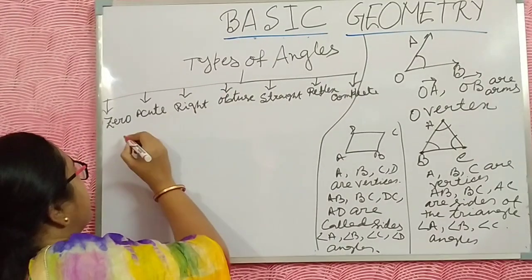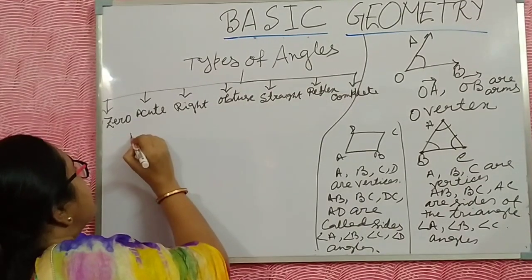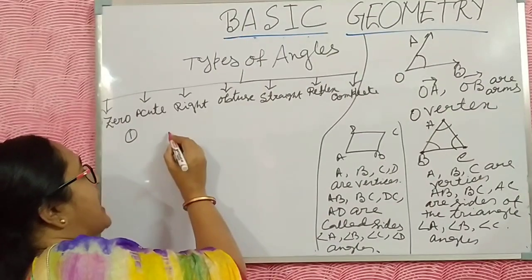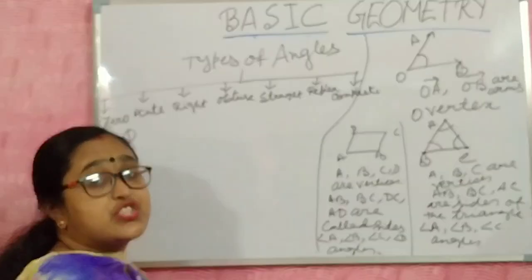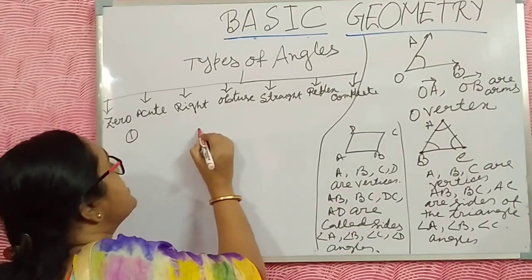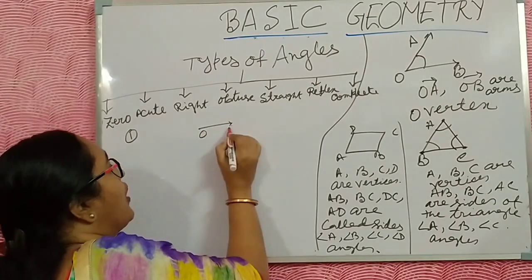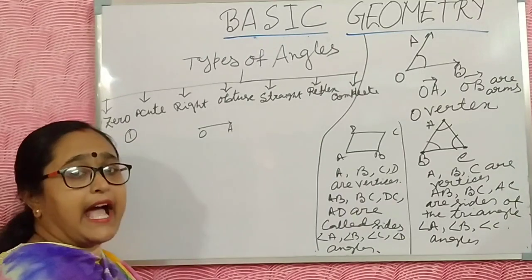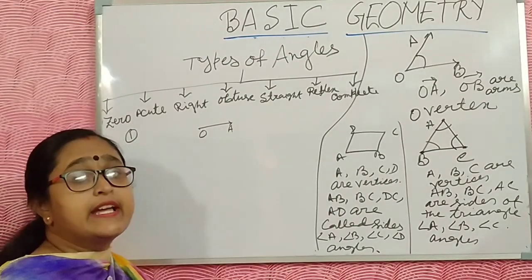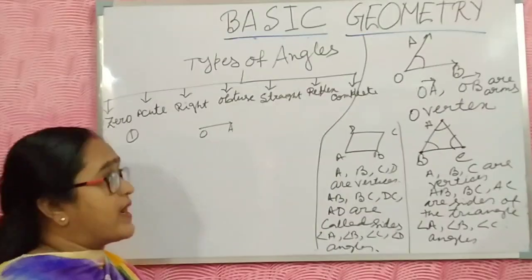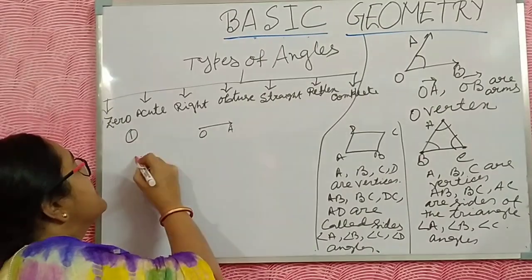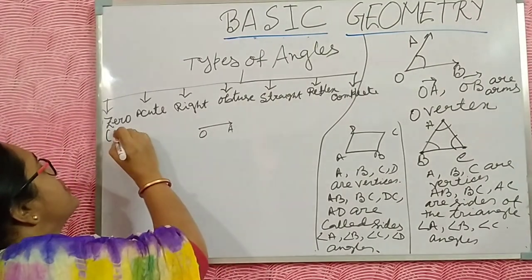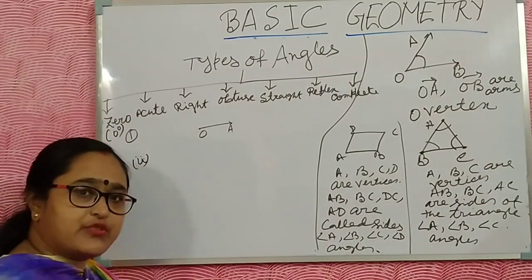What is zero angle? The first one is zero angle. The angle which measures 0 is the zero angle. OA here is a zero angle. The angle that measures 0 degree is called the zero angle. And the second one is acute angle.